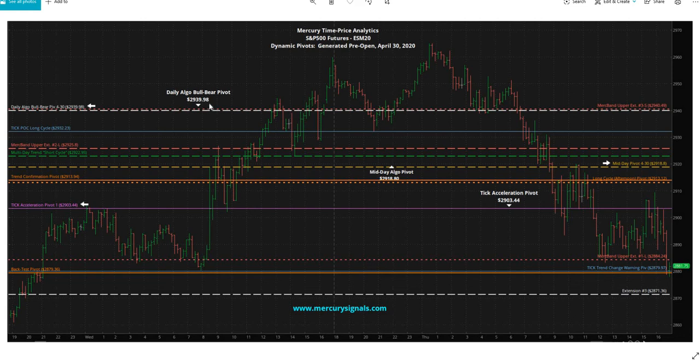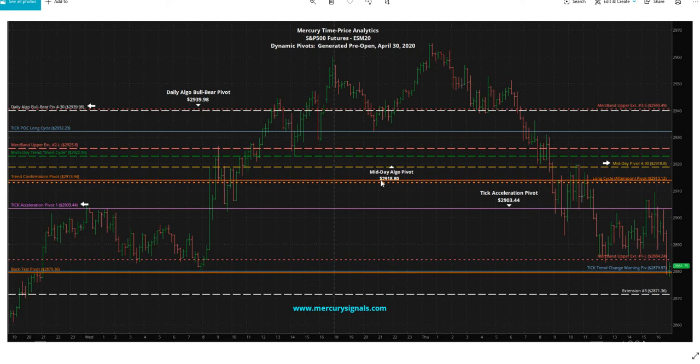Again, you can see the daily bull bear pivot at 29.39. Here's the midday pivot at 29.18. This is a tick acceleration pivot, and these acceleration pivots work in both directions. You can see when price came up here, it broke the acceleration pivot, came back, and it took off. Comes down today, breaks the acceleration pivot, tries a back test, and then boom, it breaks. So these acceleration pivots work in both directions, and they do exactly what the name implies. Price accelerates in both directions.